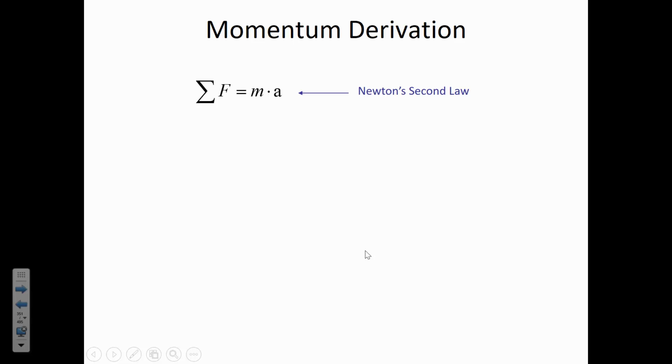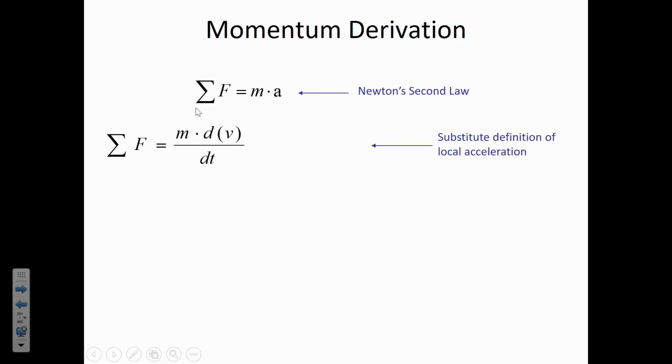Everybody's familiar with Newton's second law, that the sum of the forces applied to an object accounts for its acceleration. If there's an imbalance of forces, if an object is being pushed on one side more than the other, then you can calculate its acceleration by dividing that force by mass. What we mean by acceleration here is the change in velocity over time, so we're talking about local acceleration for Newton's second law.